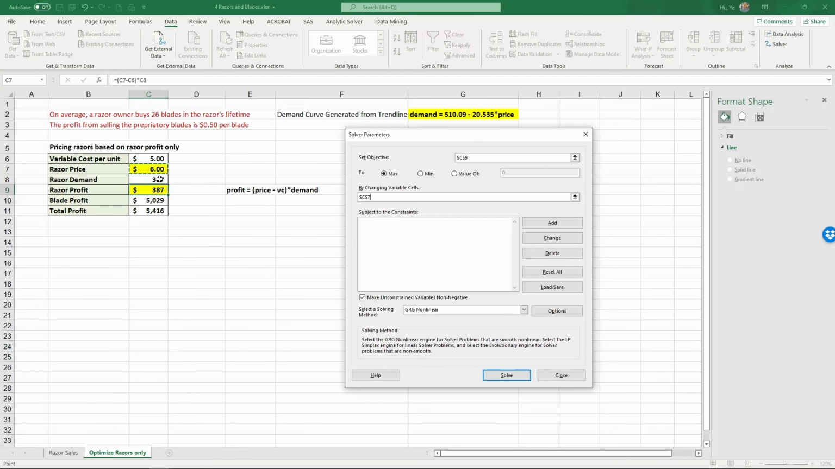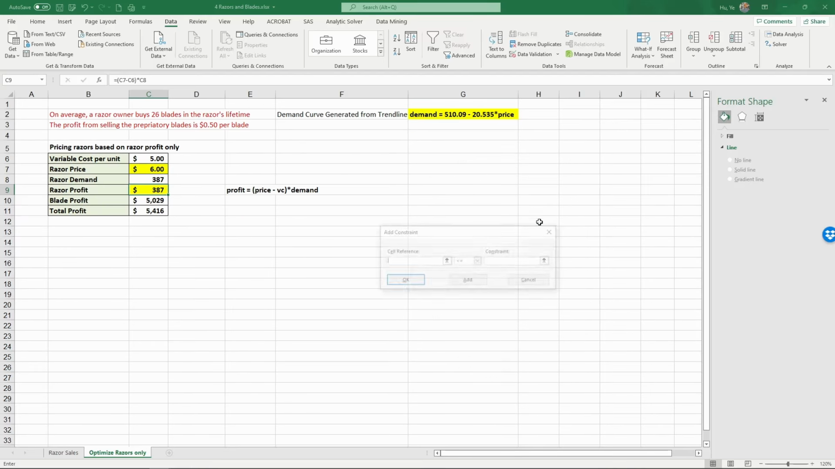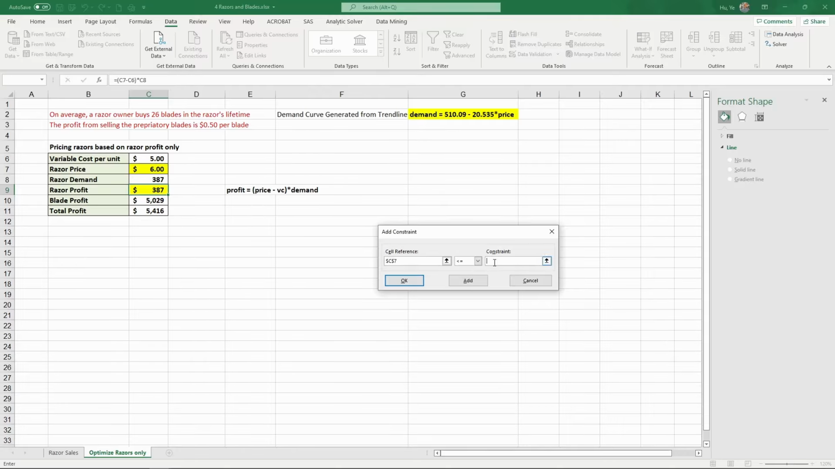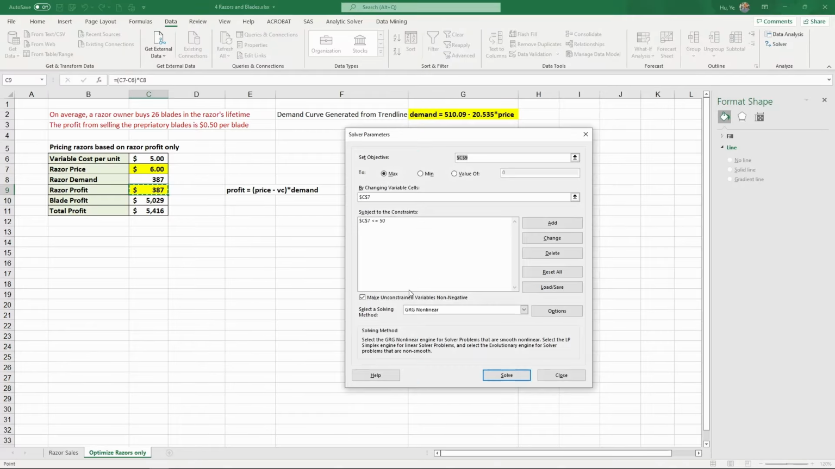So now set constraints on the variables we want to change. We always need an upper constraint on price. So let's set a very large value so that it wouldn't influence our solution too much. So the constraint, let's say a razor cannot be over $50. That's reasonable. Click OK. And we can set a lower constraint.